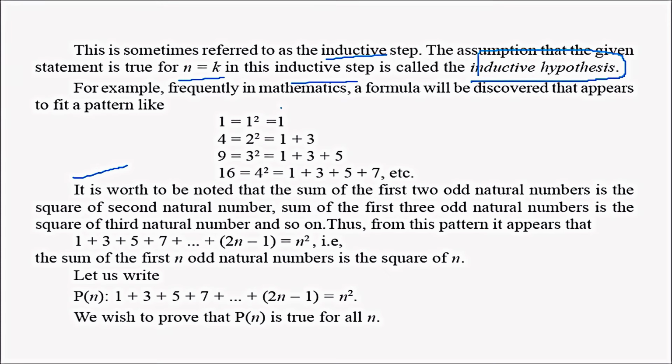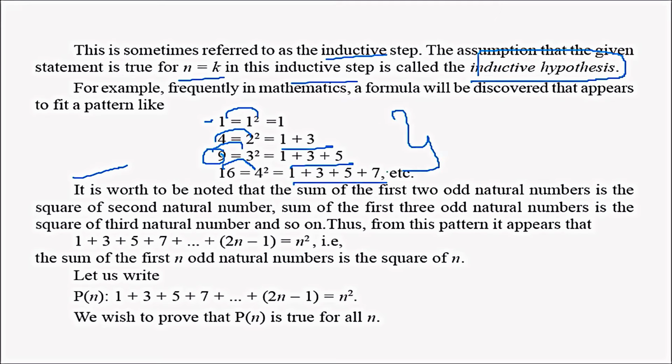For instance, in mathematics, there is a pattern. Just try to find out how it actually goes. So 1 is 1 square, 4 is 2 square, 9 is 3 square, and 16 is 4 square. So 1 is nothing but 1. 4 can be written as 1 plus 3. 9 can be written as 1 plus 3 plus 5. 16 can be written as 1, 3, 5, 7.